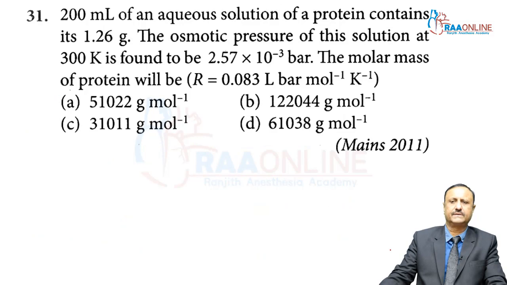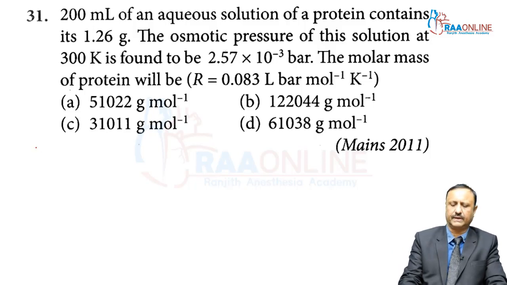Now, my dear students, we can see question number 31. 200 milliliter of an aqueous solution of a protein contains 1.26 gram of it. The osmotic pressure of the solution at 300 Kelvin is found to be 2.57 10 to the power minus 3 bar. The molecular mass of protein will be. Here, my dear students, in question number 31, we can see the concept and formulas.